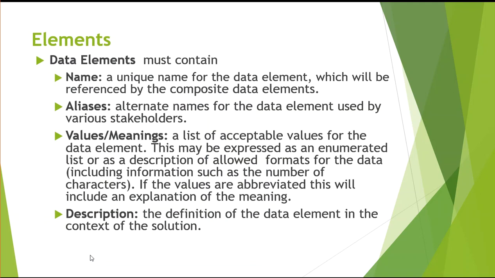Okay, let's move on. So what data elements must a data dictionary contain? Name: it's a unique name of the data element which will be referred to by the composite data elements or just by everybody else. It's just a key thing here. Alias: it's just an alternative name or nickname of a data element. Values and meanings: a list of acceptable values for the data element.